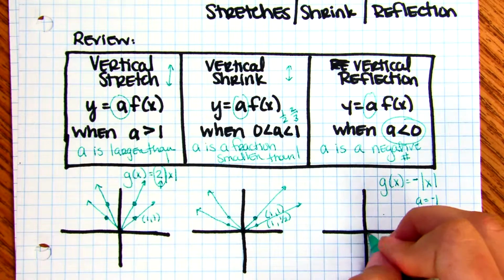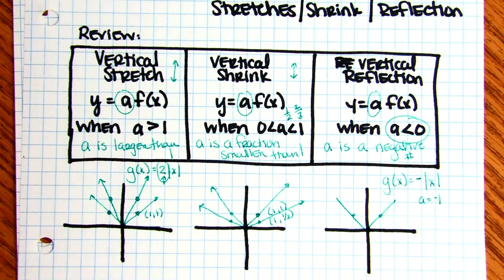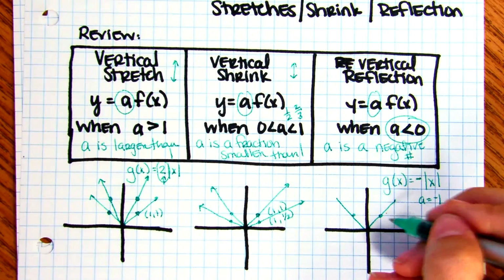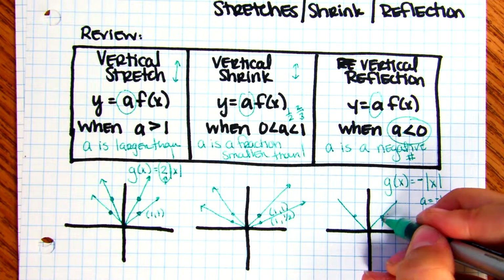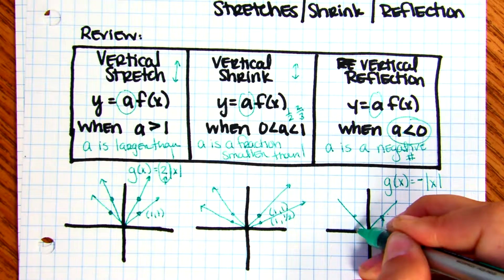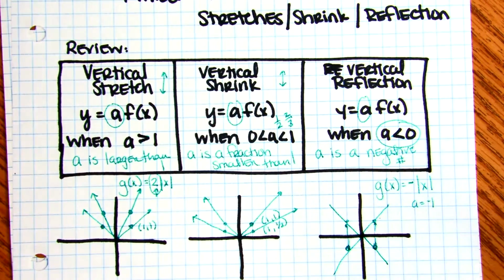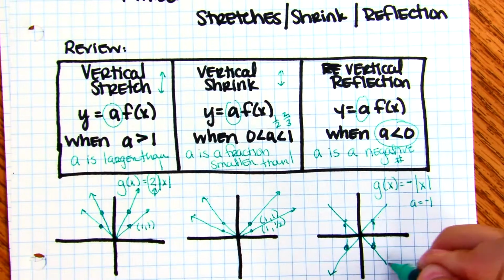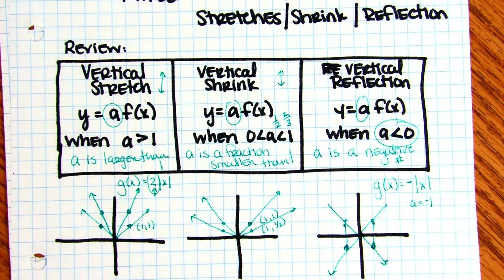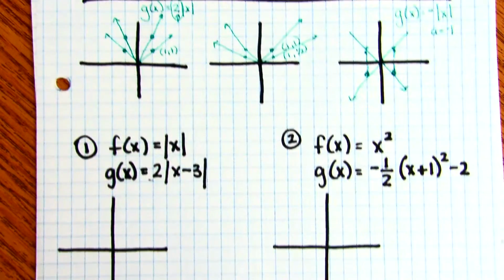So again, the parent function went through these 3 points. We would flip it. So it was up here, so now it's going to be 1 in the other direction. It was up here, so now it's going to be 1 in the other direction. That would be your transformed function. So again, that was a quick review. Rewind it if you need a little refresher. But let's go ahead and do 2 examples.